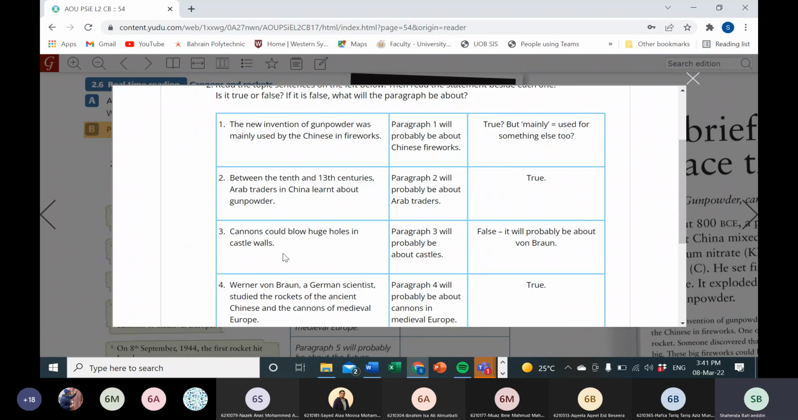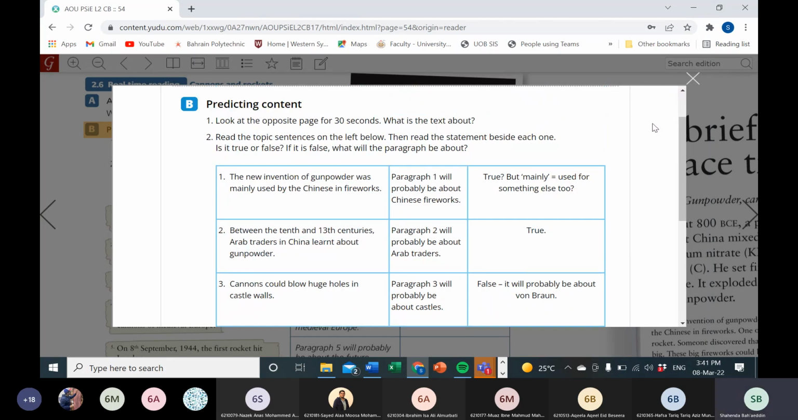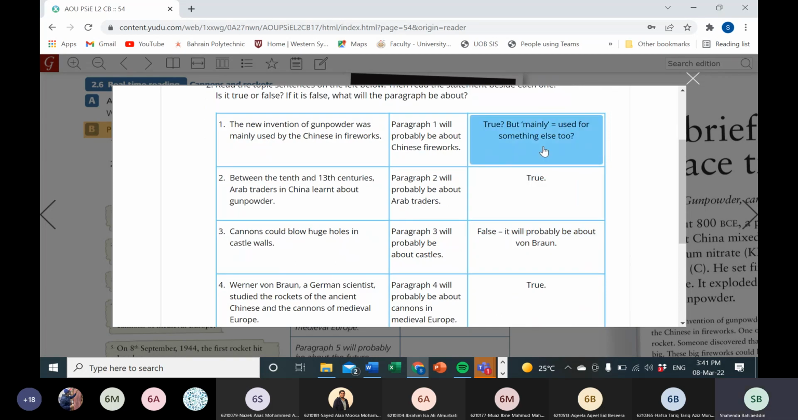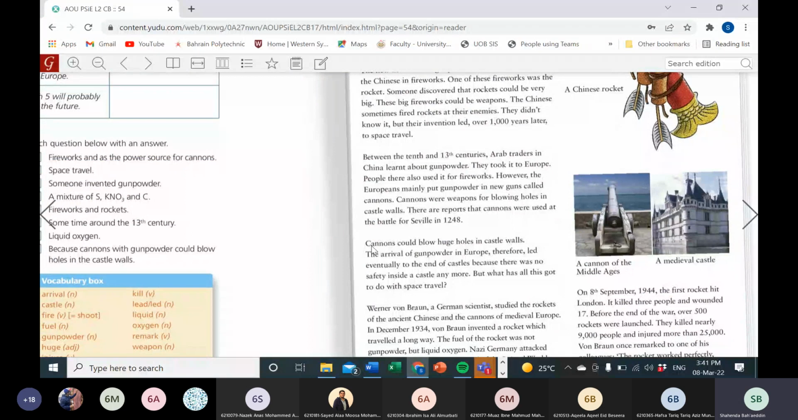Cannons could blow huge holes in castle walls. Again, paragraph 3 will probably be about castles. If you go and check, no, this is wrong. Was the paragraph only about castles? Or was it about castle walls? We're not sure. This is true, but we need to check paragraph 3. So what are we going to do? We are going to read paragraph 3. Cannons could blow huge holes in castle walls.